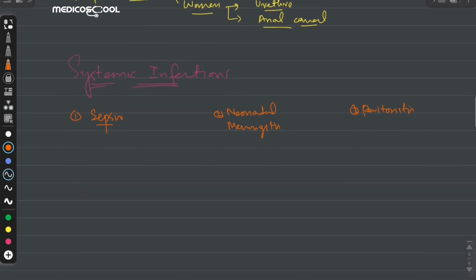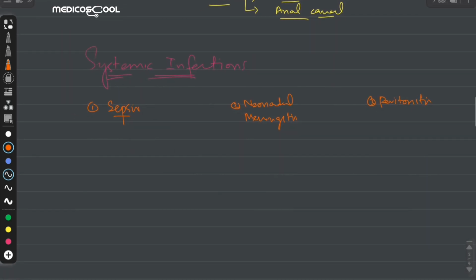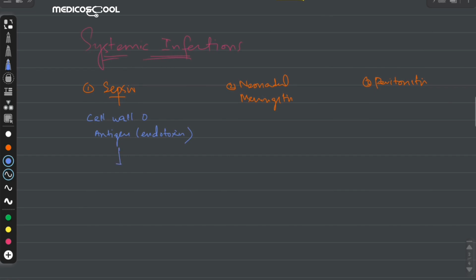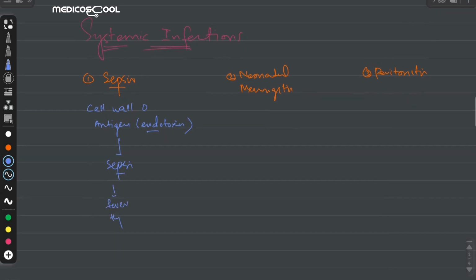So how does it cause sepsis? What is the mechanism or pathogenesis behind it, and the endotoxin or antigen involved in the occurrence of sepsis? The main antigen which causes sepsis is the cell wall O antigen, which is also known as the endotoxin. It is a somatic antigen. When this endotoxin enters the systemic circulation, as we have studied already in general bacteriology, it causes sepsis, characterized by symptoms like fever, hypotension, and disseminated intravascular coagulation. So these are some symptoms which occur in sepsis, and it is caused by the cell wall O antigen of Escherichia coli.